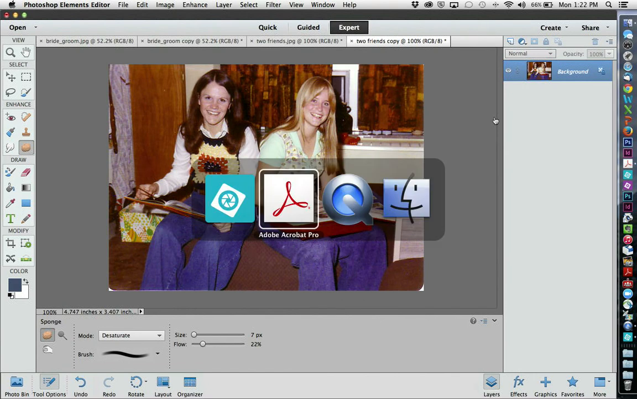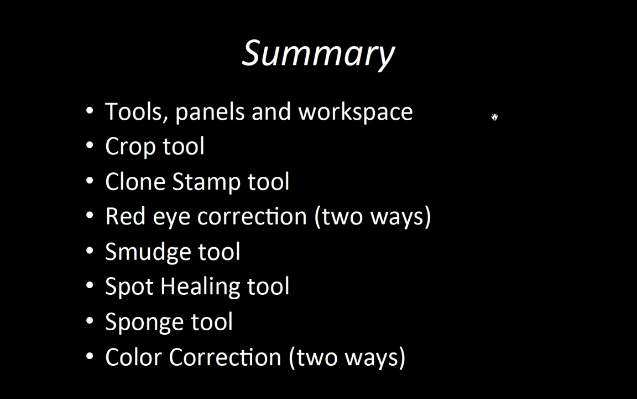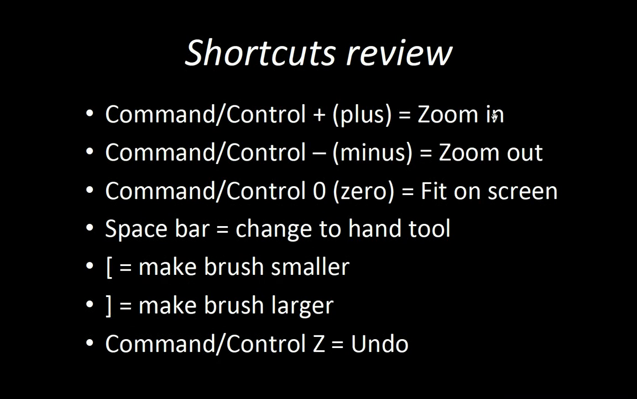Okay, let's review what we've learned. We learned what is Photoshop, what can we do with Photoshop Elements, and what does Photoshop Elements look like. We worked with tools, panels, and the workspace, the crop tool, the clone stamp tool. We did red eye correction 2 ways. We used the smudge tool, the spot healing tool, the sponge tool, and we did color correction 2 ways. We learned these shortcuts for zooming in and zooming out and fitting on the screen. We changed to the hand tool with the space bar, and we controlled our brush size, as well as learning the undo shortcut.